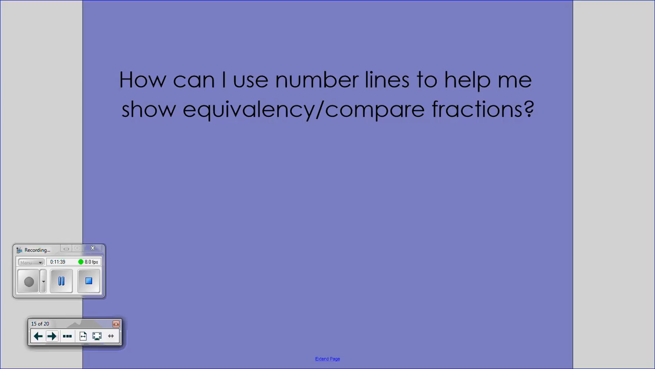Okay. How many number lines am I going to have? Probably two. I'm probably going to draw two number lines. If I'm comparing two fractions, just like I'm going to draw two bar models, I'm going to draw two number lines. Go ahead and turn to the next blank page.